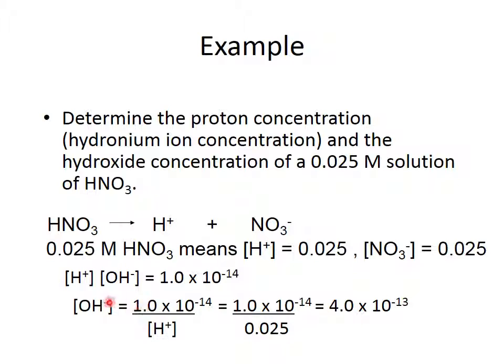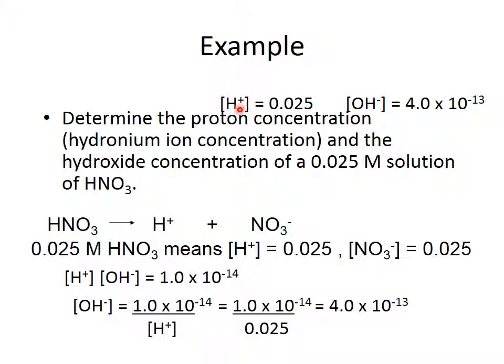So now I know my proton concentration because my nitric acid gave me that concentration, and I calculated my hydroxide concentration because I know the two of these multiplied by each other give you 1 times 10 to the minus 14. So I can write proton concentration, or hydronium ion concentration, is equal to 0.025, and hydroxide concentration is equal to 4 times 10 to the minus 13.